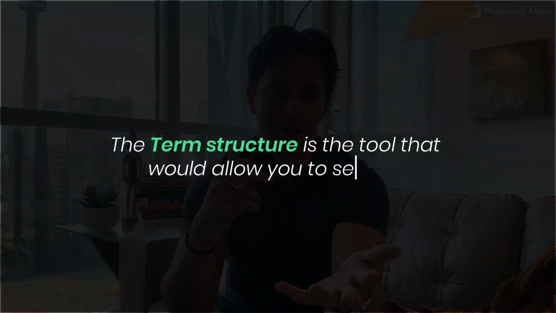And then in all cases, you want to know if the expirations you're trading are exposed to an event like earnings. The term structure is the tool that would allow you to see this. So yeah, term structure is super valuable. This is just a brief introduction to how it works.